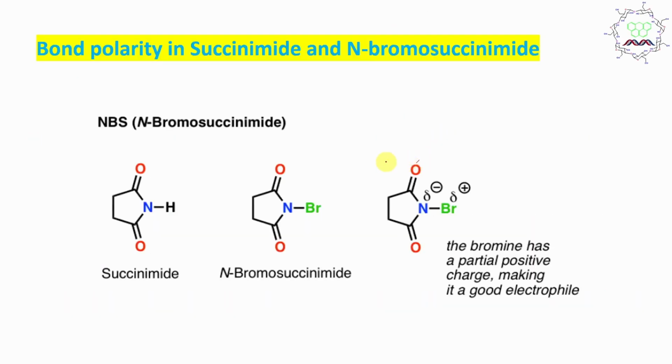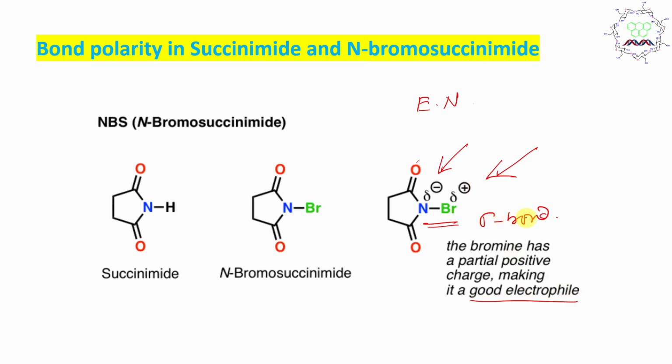Now you can see this very easily. Here, the bond polarity, if you look at this N-Br bond, the polarity is a little different, because if you look at the electronegativity values of nitrogen and bromine, nitrogen is more electronegative compared to bromine. Consequently, this N-Br sigma bond is polar: nitrogen has delta negative and bromine has delta positive. Delta positive means electron deficiency, which makes this reagent electrophilic. That's why it acts as a good electrophile in nature.